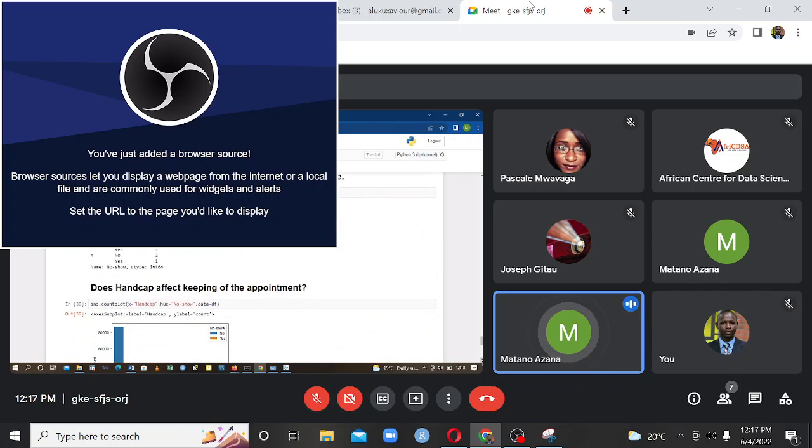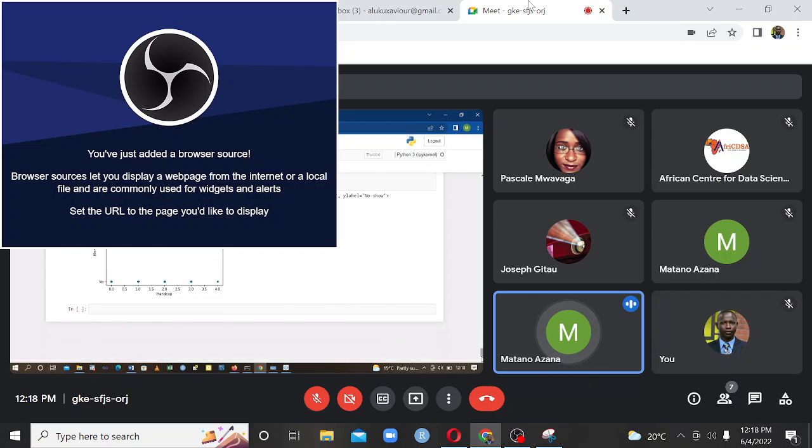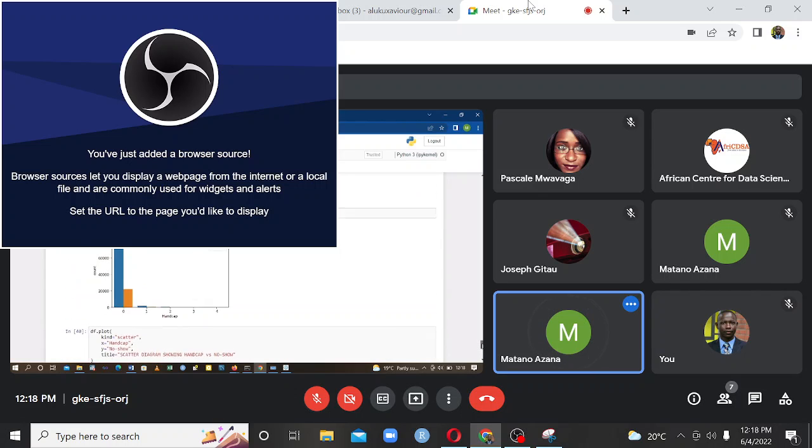The next stage was to check for handicap. As you can see, there are different handicap levels, level 0, 1, 2, 3, 4, and their attendance, whether they attended the appointment or failed to attend. It's consistent for all levels of handicap that whether one had a handicap or not, the proportion of those who attended was always greater. So we cannot conclude that handicap was the hindering factor that kept them from attending the appointment.